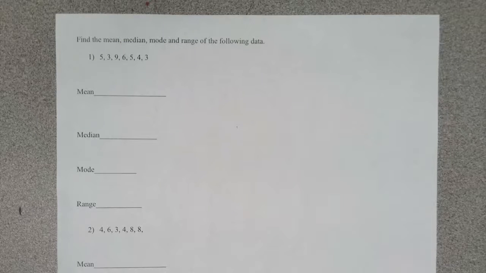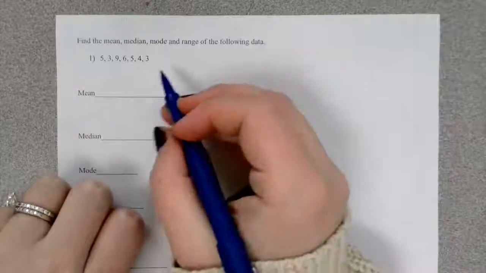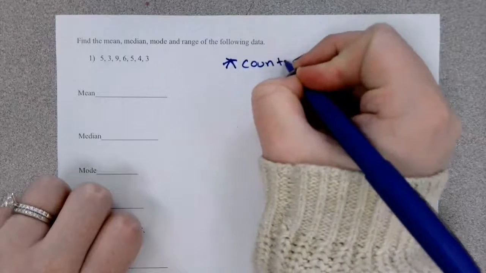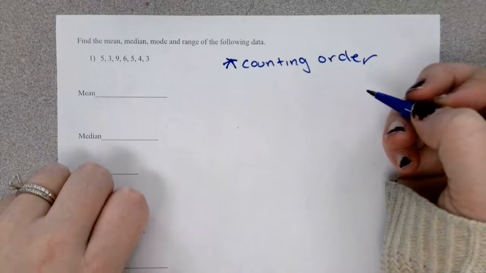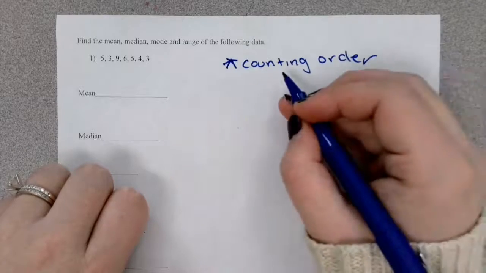In this video, you are going to learn how to find the mean, median, mode, and range of a set of data. So the first thing you always want to do is put the numbers in counting order. If you do not do that, you will not get the correct answers for a few problems. So you need to make sure you put it in counting order.